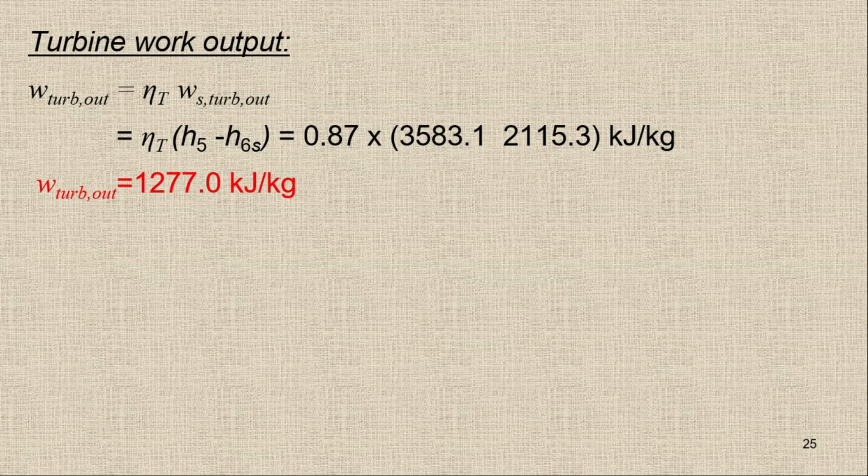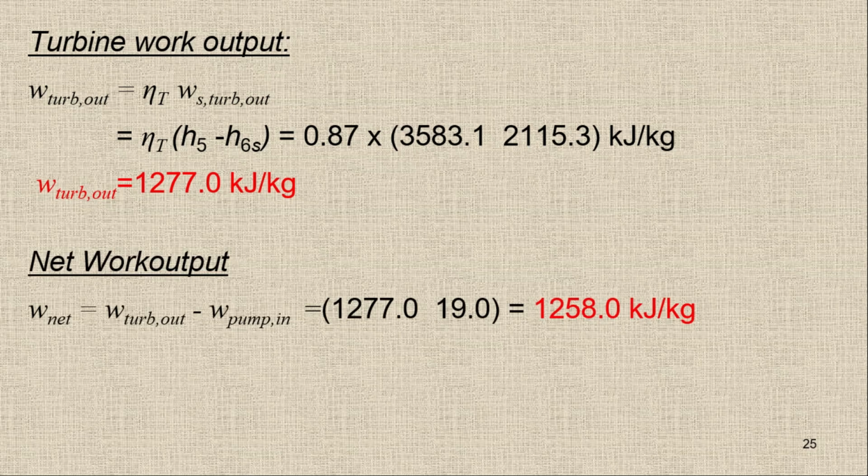So right now we have the turbine output, we have the turbine input, we have the Q input. So what about the W net? W net will be the turbine output minus the turbine input. We know the turbine output, and we know the turbine input as well. So ultimately we will get around 1258 kilojoule per kilogram. So this is the net work.